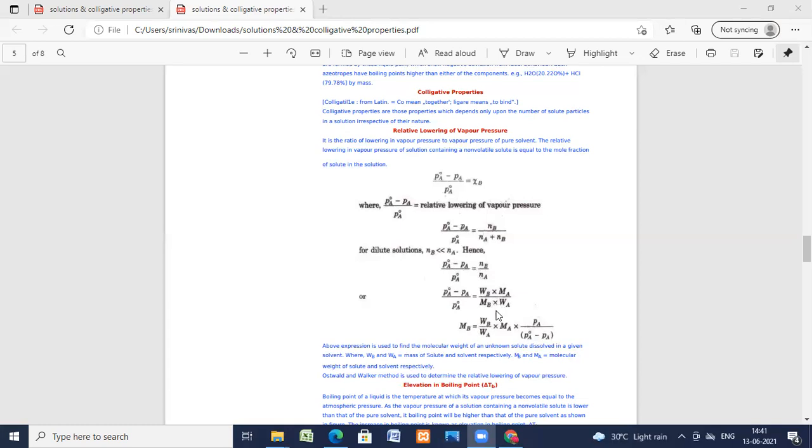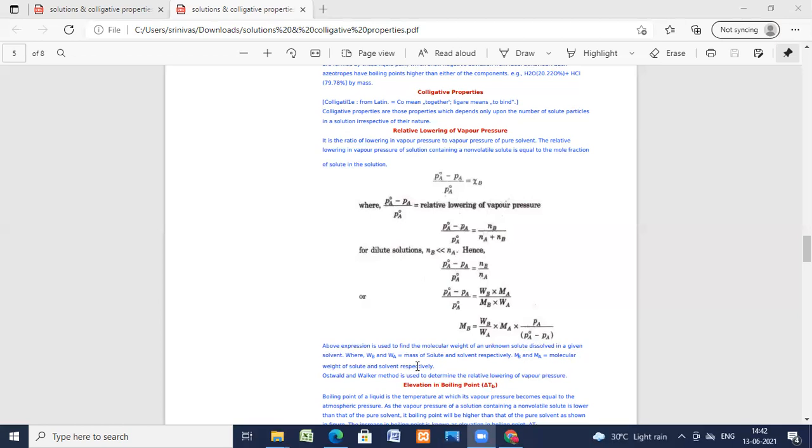Next, Mb is the molecular weight of the solute. Taking this whole term across, Mb is equal to Wb by Wa into Ma into P naught by (P naught minus Pa). The above expression is used to find the molecular weight of an unknown solute dissolved in a given solvent, where Wb and Wa are the masses of the solute and solvent respectively, and Mb and Ma are the molecular weights of the solute and solvent respectively.